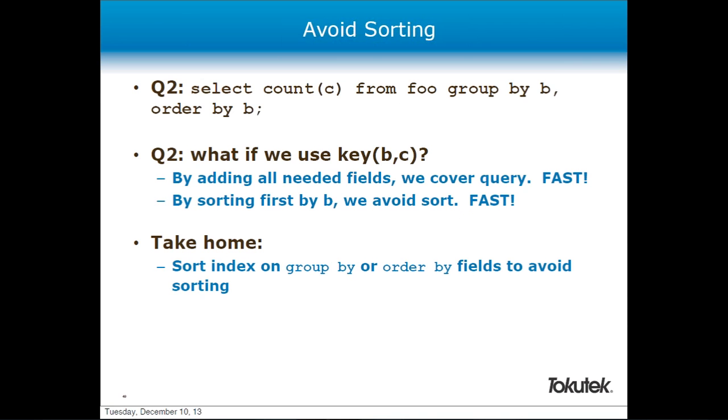So how do we go about doing it? Well, if we had a key of B comma C, first off, notice we've added all the needed fields, so the index is covering, so that's fast. And by sorting first on B, we're going to avoid the sort, so that's fast. So the takeaway here is, by having an index that starts with B, we were able to save the time of the group by and the order by at query time by avoiding the sorting.